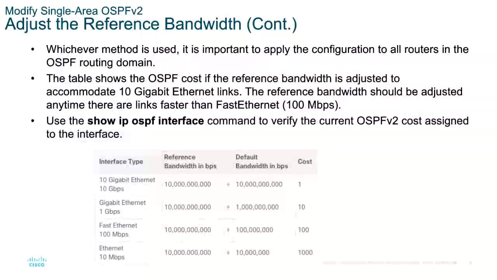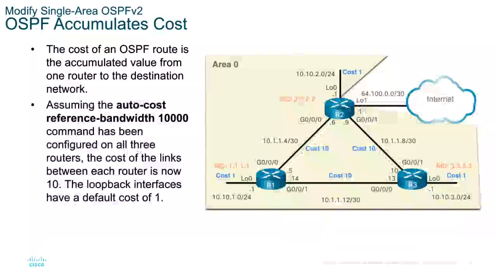It can now make decisions based on the true costs of the links and choose the most efficient path to get to its destination. So as I said, we need to use the command on all devices participating within our network, and that way we can get the costs represented correctly in our routing table, and it can choose the correct path.